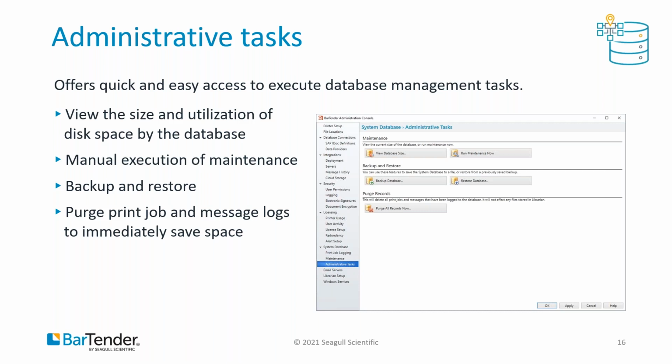For those who want to keep an eye on disk utilization, you can click on the View Database Size button, and this will open a pie chart that gives details on how much disk space is used for different purposes within the system database. Of course, you see the overall disk usage, but then it's broken down into the different parts, such as the document repository, print job logging, integration message logging, etc.